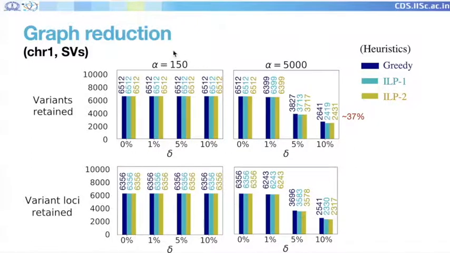So as one would imagine, with short reads, we are unable to remove any structural variation from the genome graph because the 10% of 150 is only 15, and 15 differences are too small to allow any reduction in graph size. However, with long reads with alpha equals 5,000, we reduce the graph size. So starting from containing 6,500 structural variations, we were only left with about 2,500 structural variations in the genome graph.